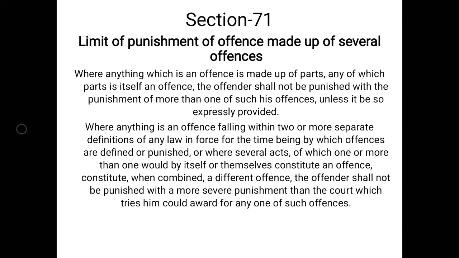or where several acts, of which one or more than one would by itself or themselves constitute an offence, constitute when combined a different offence, the offender shall not be punished with a more severe punishment than the court which tries him could award for any one of such offences.